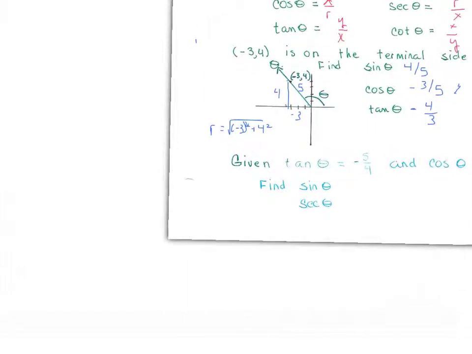When we think about the trig functions, I told you that they're all positive in the first quadrant. The sine and its reciprocal are positive in the second quadrant. The tangent and its reciprocal are positive in the third quadrant.